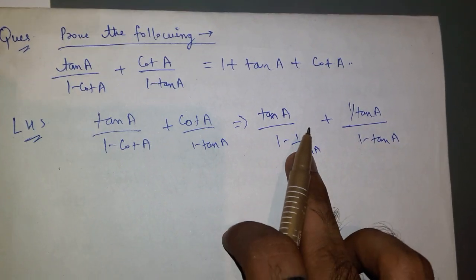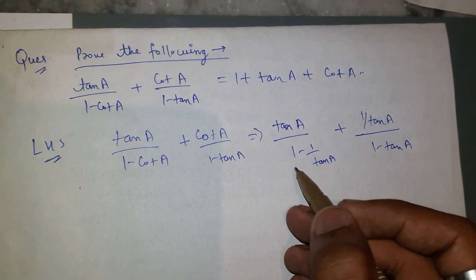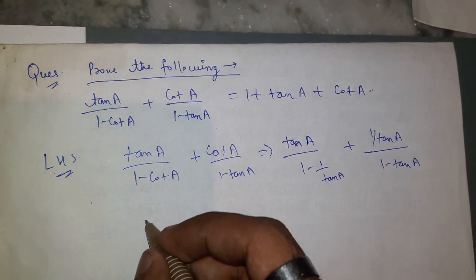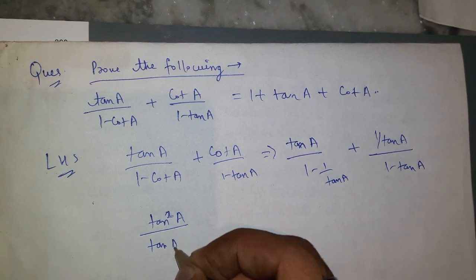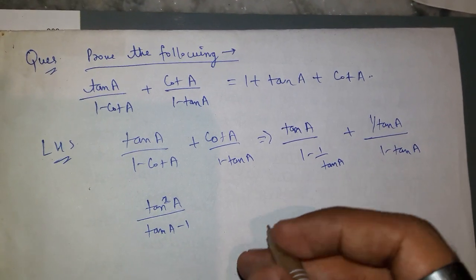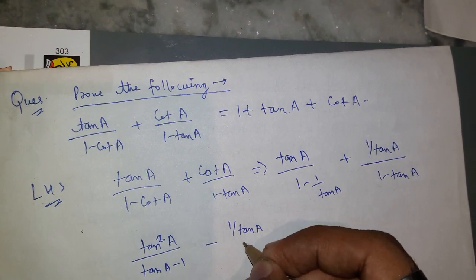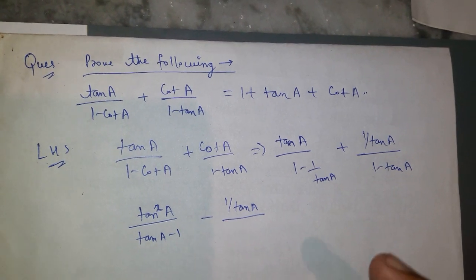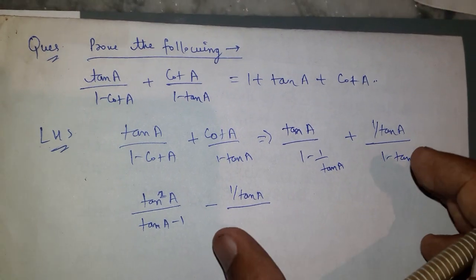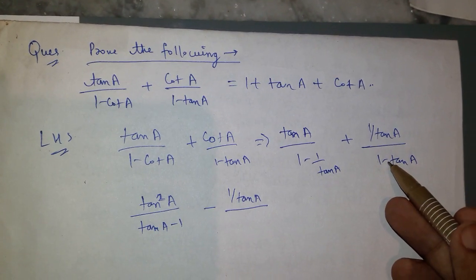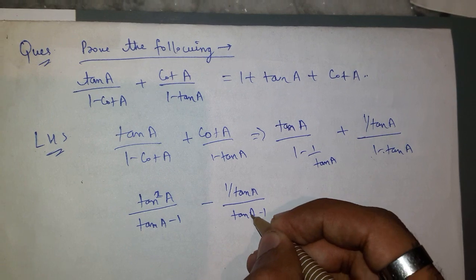Now we have to take the LCM. After taking the LCM, suppose the LCM is tan A, and tan A goes to the upper side, so it becomes tan square A upon tan A minus 1. Just simple, I have taken the LCM. Now minus 1 upon tan A, as it is, 1 upon tan A. Here it is plus. Why do I have minus? Because here it is tan A minus 1, and there it is 1 minus tan A. To get the same terms, we can take minus common from this, so it becomes tan A minus 1, and the minus comes out.